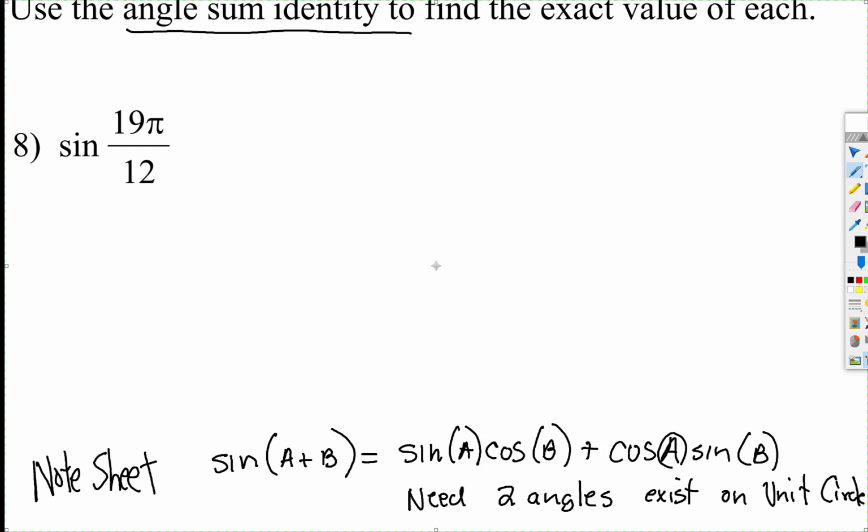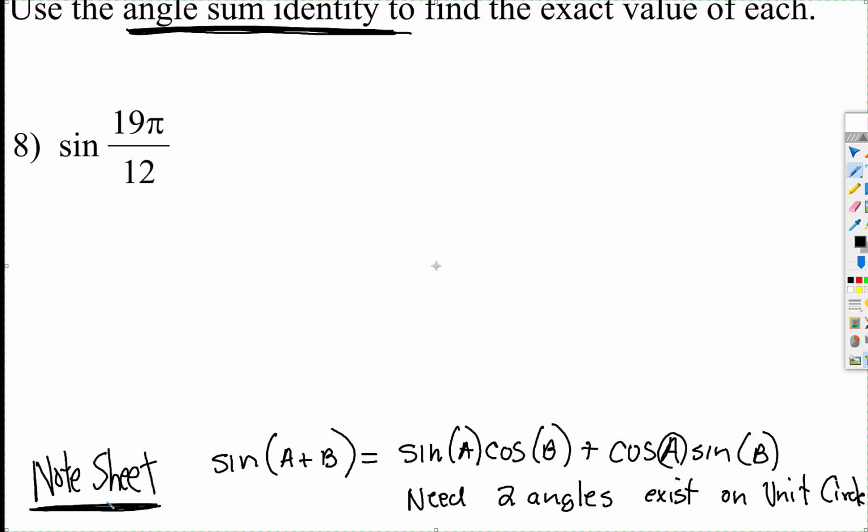Okay, now we're going to start some trig identities. So this is called the angle sum identity, and I think that we're doing a sine and maybe cosine one today. I can't remember if I have a tangent on here or not, but if we do, I'll do that one. You will have a note sheet.